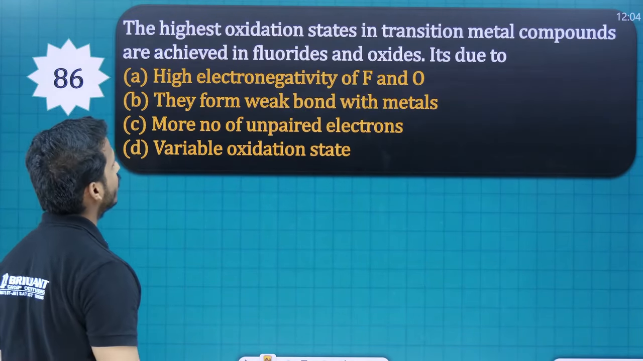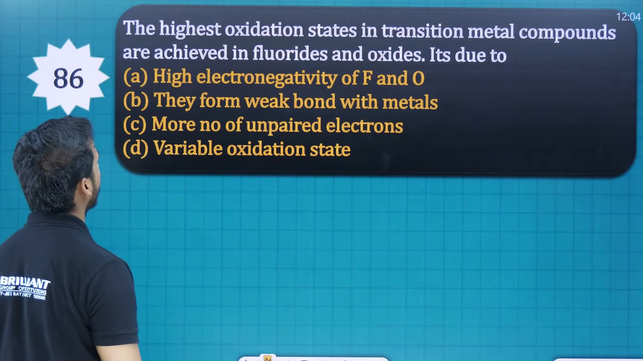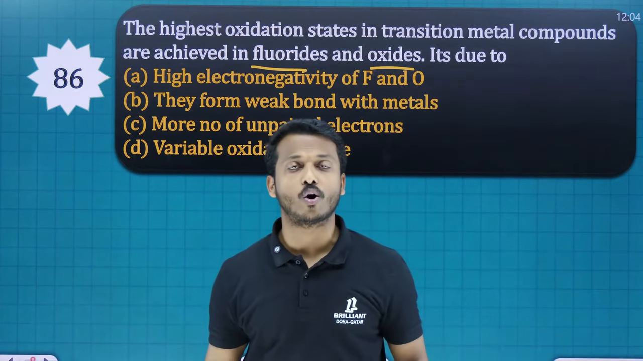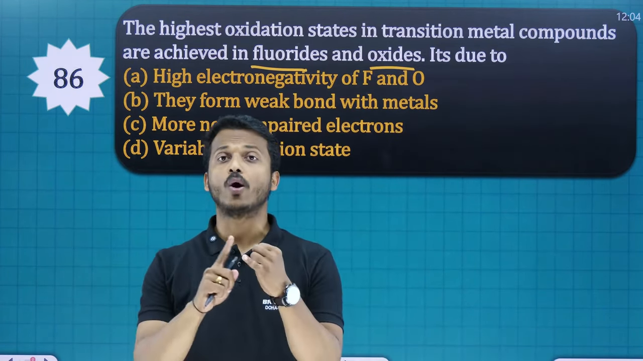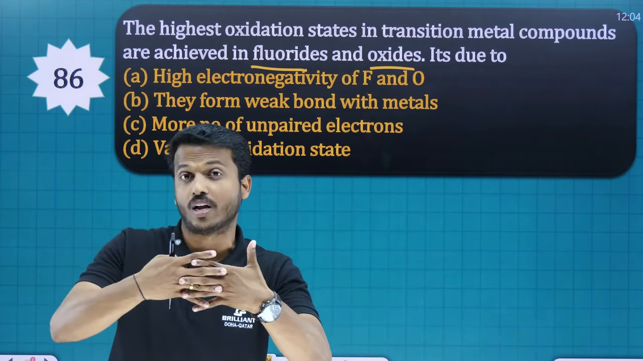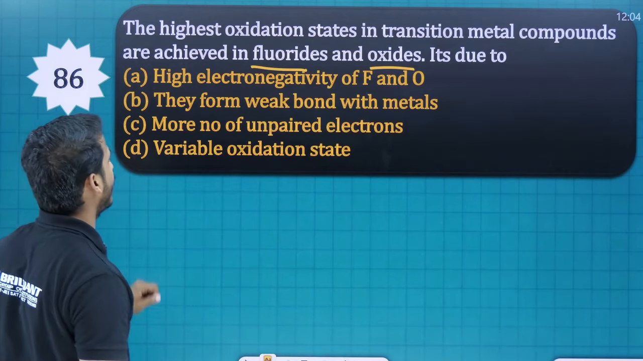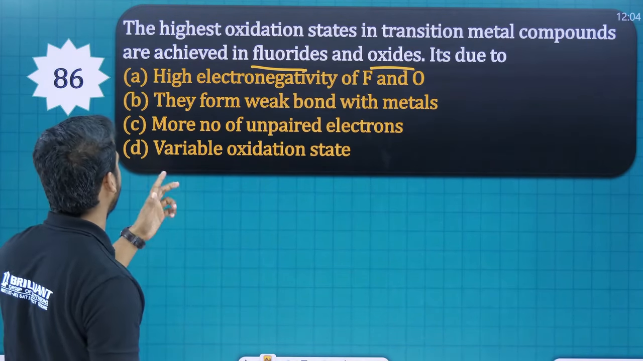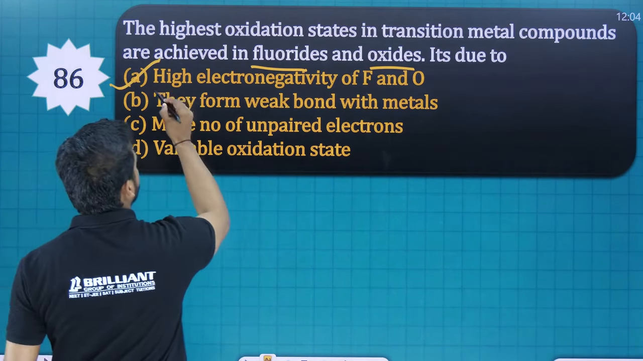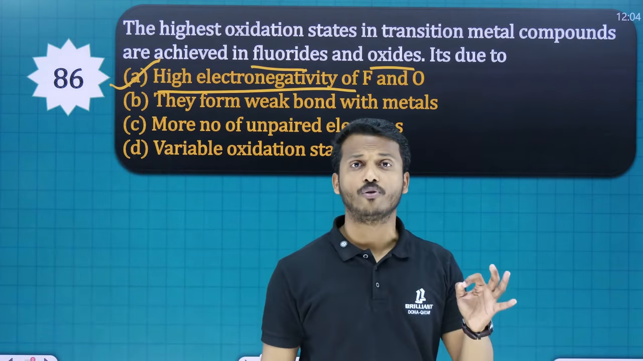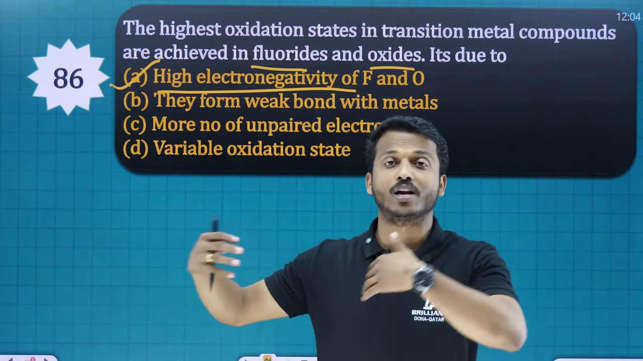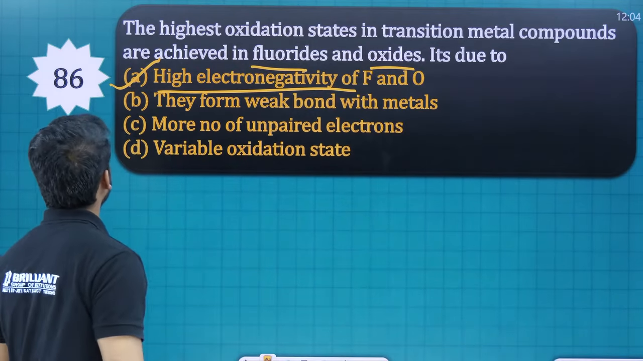86. The highest oxidation states in transition metal compounds are achieved in fluorides and oxides. Yes, we studied. Why is the higher oxidation state only possible with oxides and fluorides? Because oxygen and fluorine are the most electronegative elements. Due to the high electronegativity of fluorine and oxygen, they will try to pull the maximum electrons from the metal. So the metal can show a higher oxidation state.